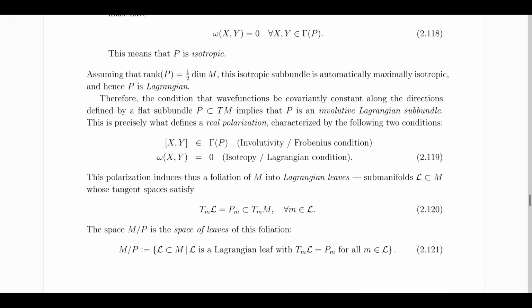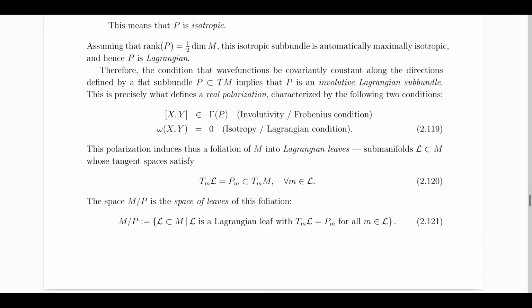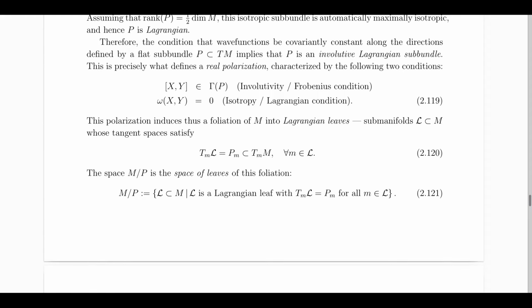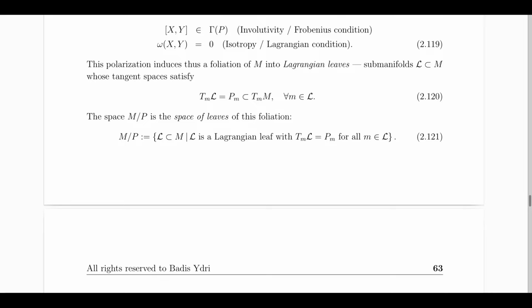So why do we impose these constraints? Because they allow us to restrict the prequantum Hilbert space to a smaller, physically meaningful subspace, one that depends only on the directions transverse to the polarization. These are the true quantum degrees of freedom. Effectively, wave functions become constant along the leaves of the foliation defined by the polarization and depend only on which leaf you're on, not where you are within the leaf. Mathematically, this means the wave function is defined on the space of leaves, not the full symplectic manifold.